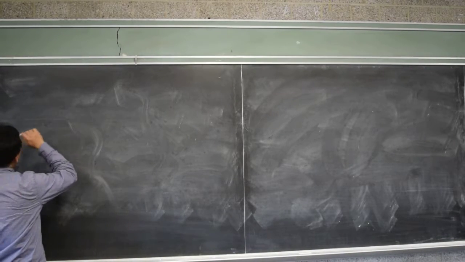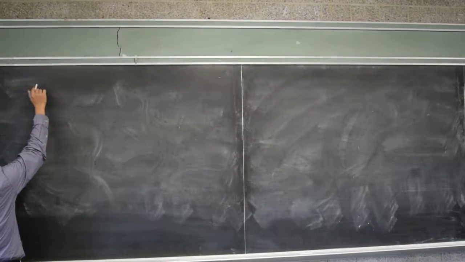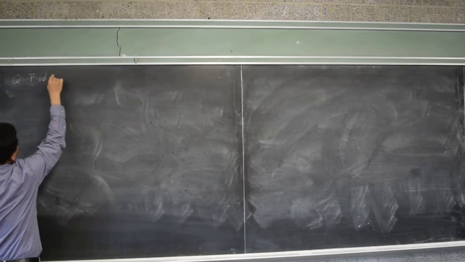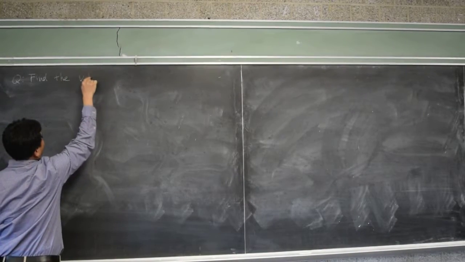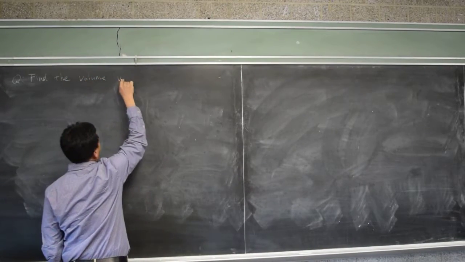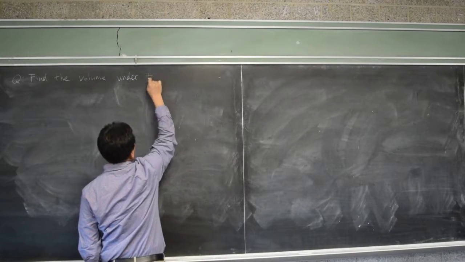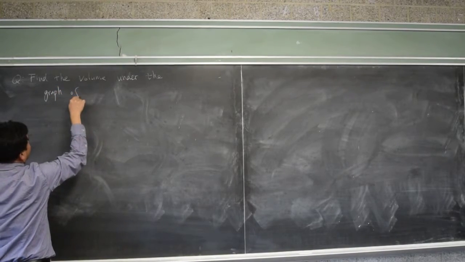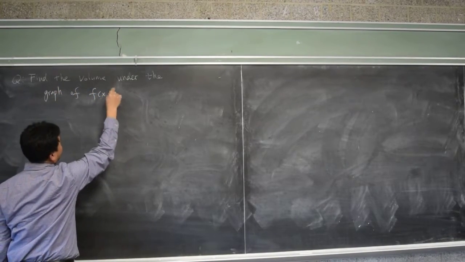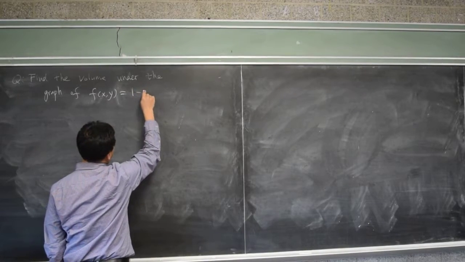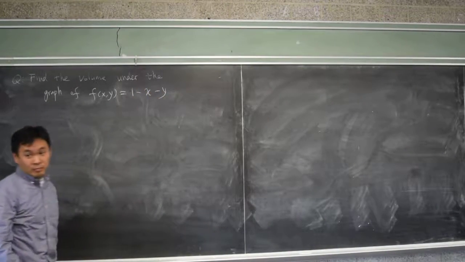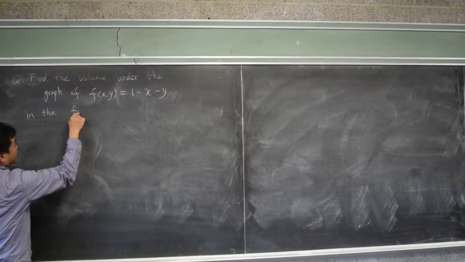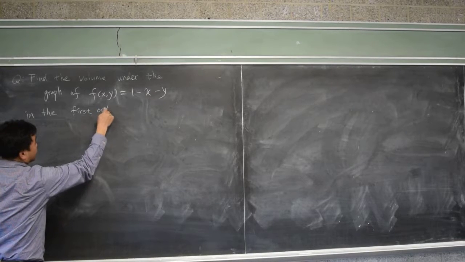Okay, here's another example of a double integral. So the question is, find the volume under the graph of f of x comma y equals 1 minus x minus y in the first octant.